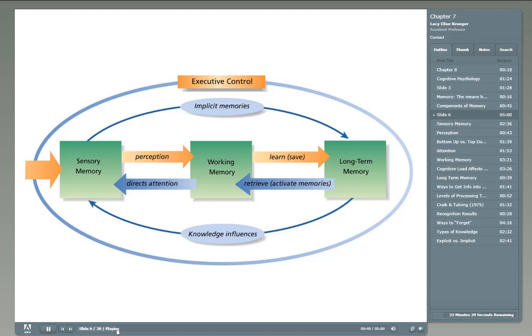And what you are attending to gets into sensory memory, so the things that you notice. And the things that you are attending to, you perceive them as certain sights, certain sounds. So the perception is your interpretation of these sensations.